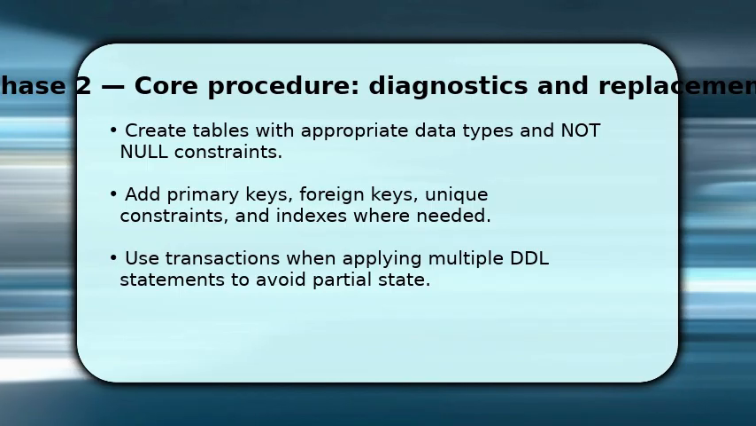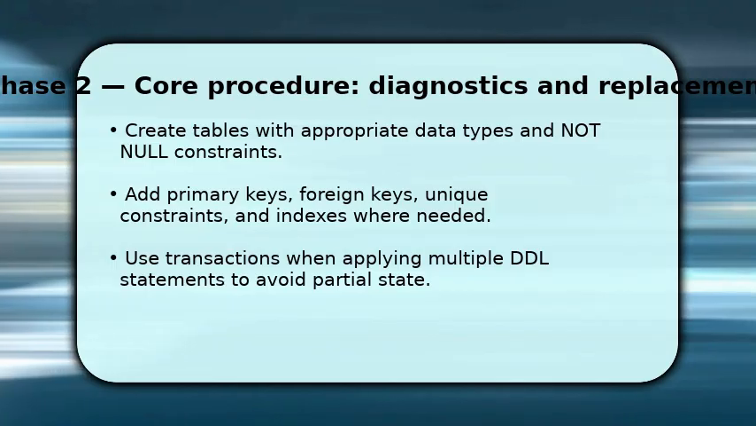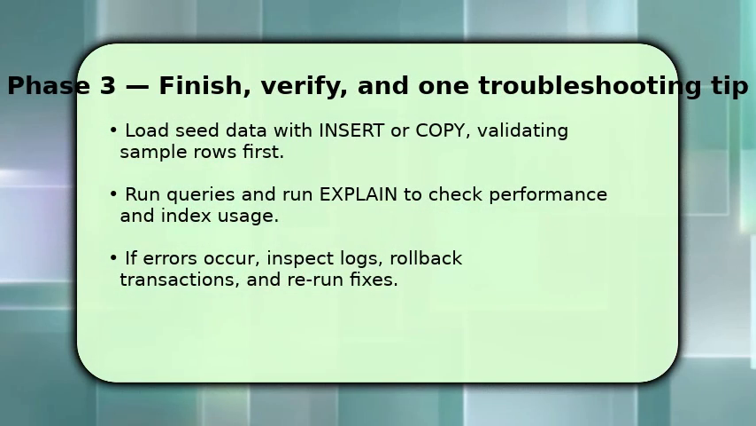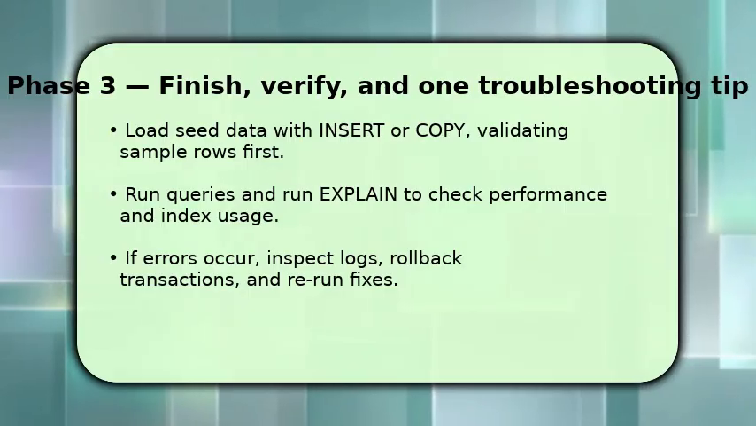Use begin, commit, around related DDL so you can roll back on error. Also include check constraints or triggers if business rules need enforcement at the database level. Finally, seed the database with representative data. Insert a few rows first to validate constraints, then bulk load.